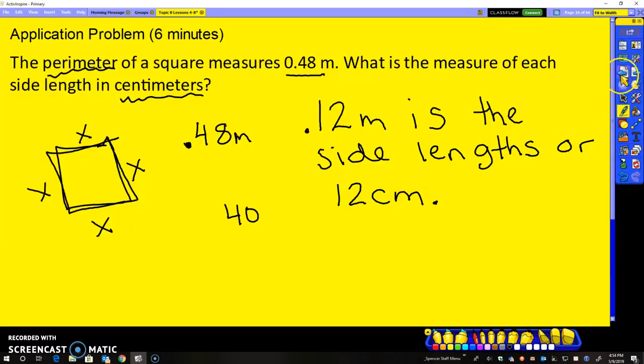We looked at our meter stick yesterday. I'm not going to think about the meter stick too much today, but it's definitely a good comparison to know about your hundredths.